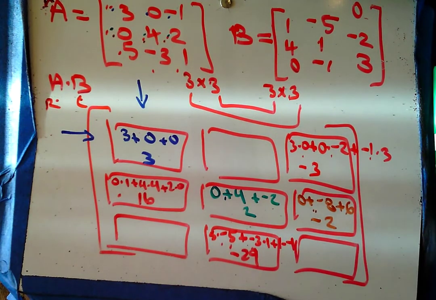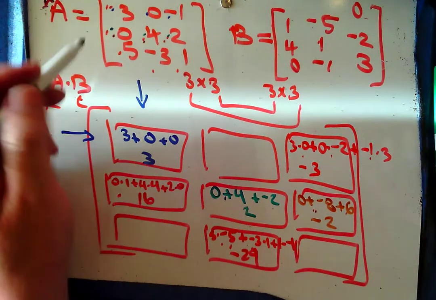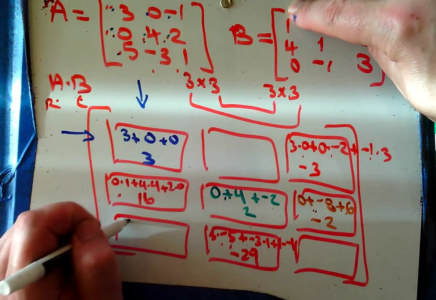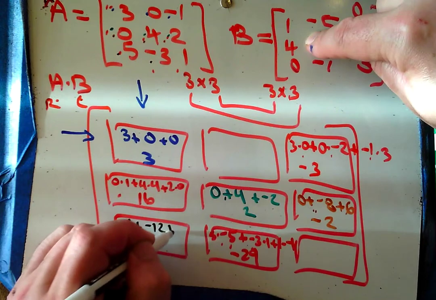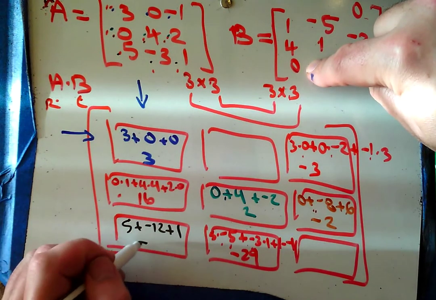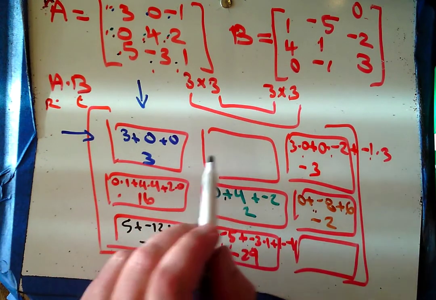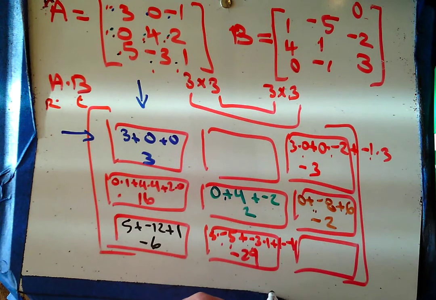And if I want to fill in this cell, it's in the bottom row, first column, 5 times 1, plus negative 3 times 4, plus 1 times 0. And so I get 6 minus 12, or negative 6. If I want to fill in this cell up here, it's in the top row, second column. Why don't you figure that one out?